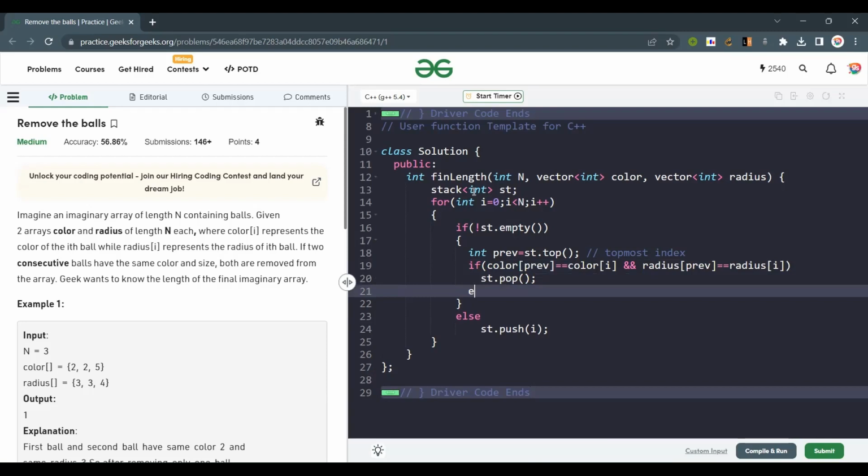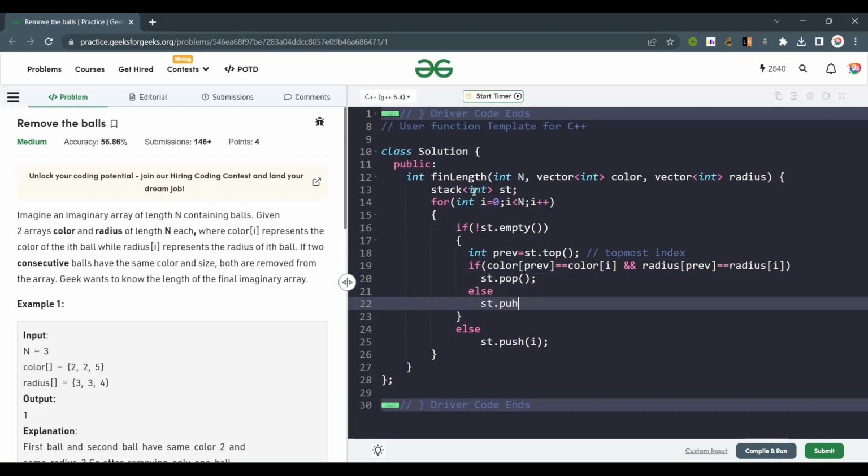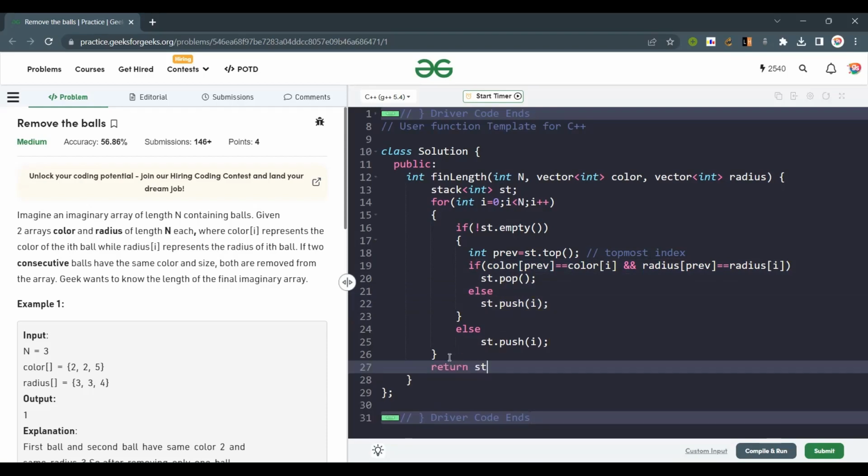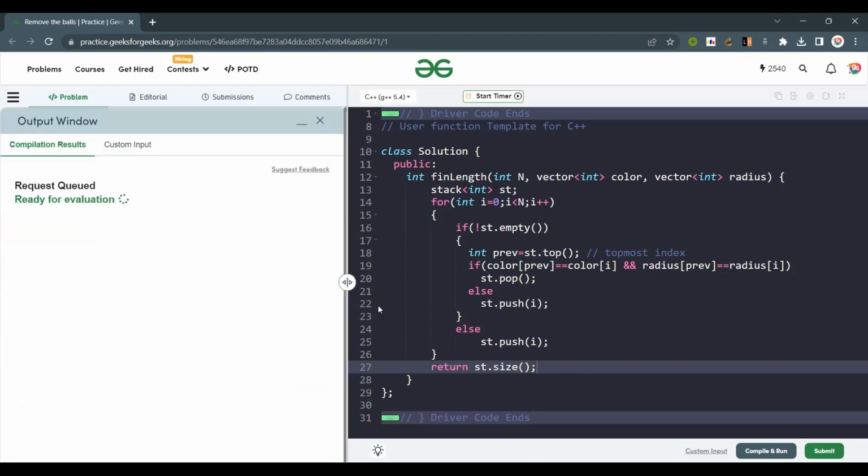Else, if they are not matching, I have no option, I will directly push the element. Because when the stack was empty, no one was there to compare, so we push. When they are not matching in the comparison, then we also have to push, because they can be useful for the next point. And then what we have to do: return the stack size. Let's compile it in the code and check whether it's working fine.